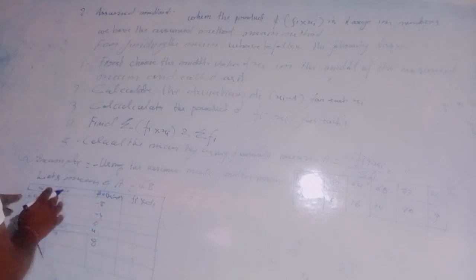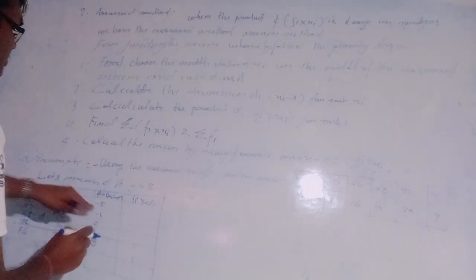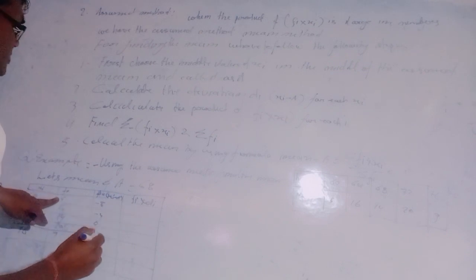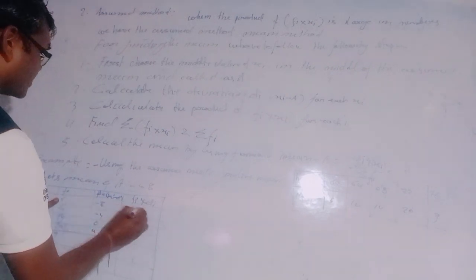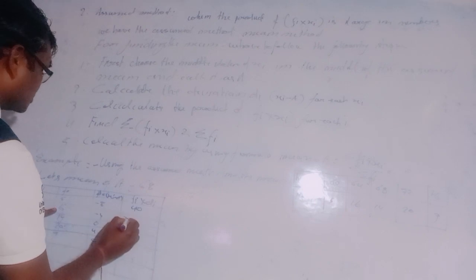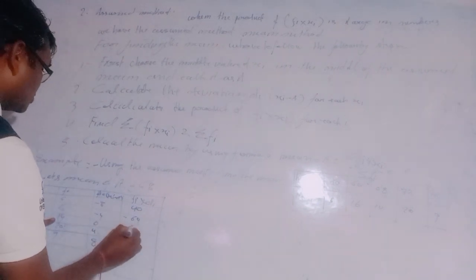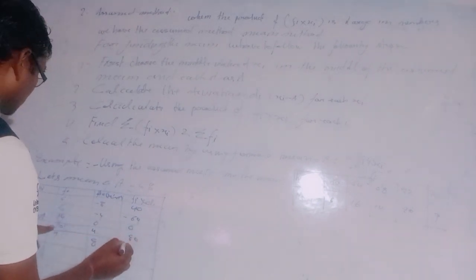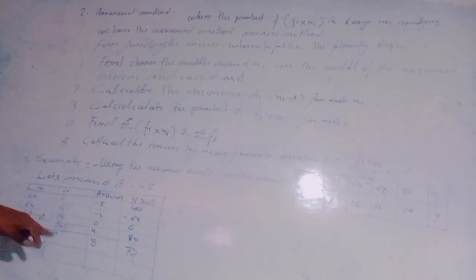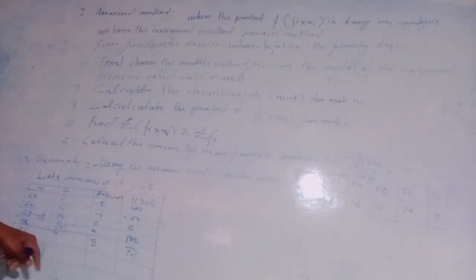So we have calculated the deviations. If we take fi into d1, then 5 multiplied by minus 8 gives minus 40, 16 times minus 4 is minus 64, then 0, then 14 times 0 is 0, then 20 times 4 is 80, then 9 times 8 is 72.